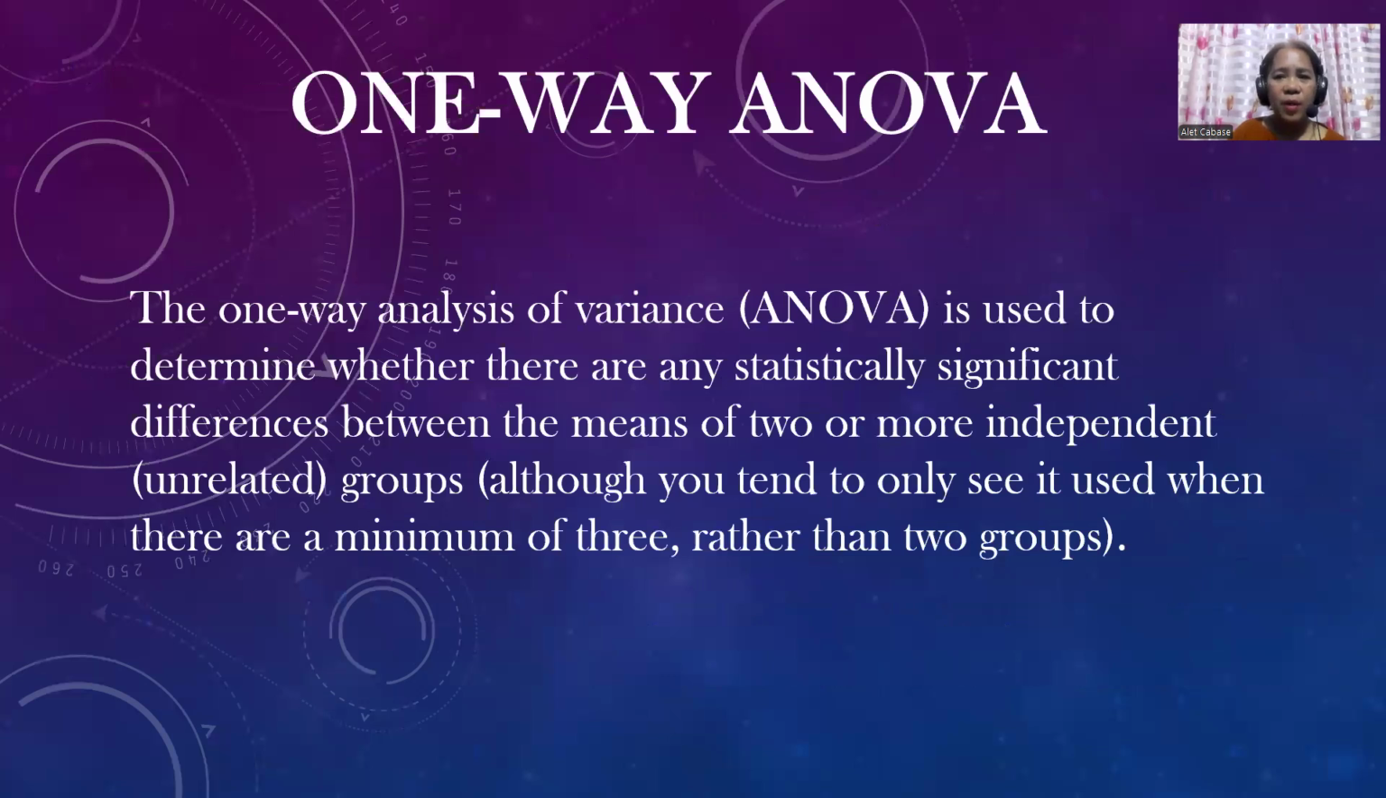Next is the one-way ANOVA. The one-way analysis of variance, or the ANOVA, is used to determine whether there are any statistically significant differences between the means of two or more independent or unrelated groups, although you tend to only see it used when there are a minimum of three rather than two groups.